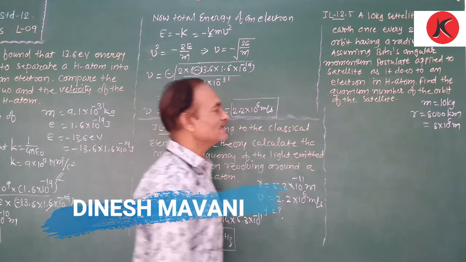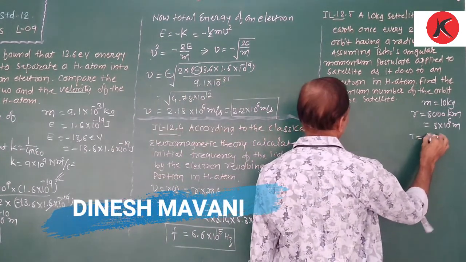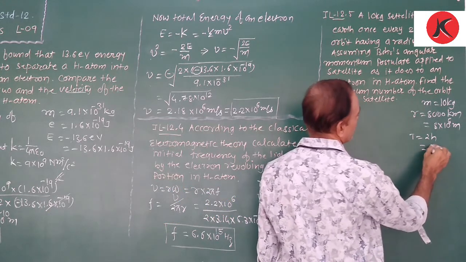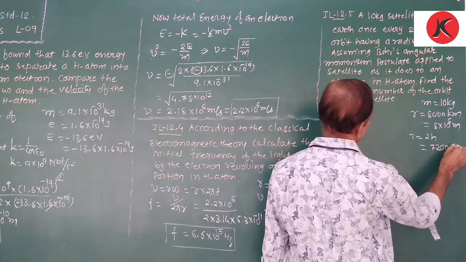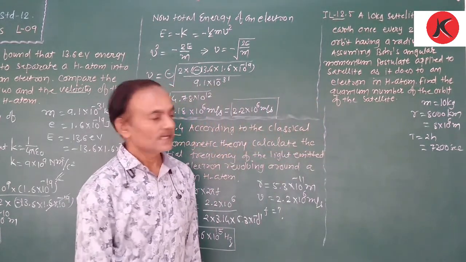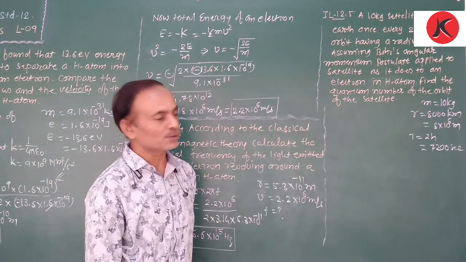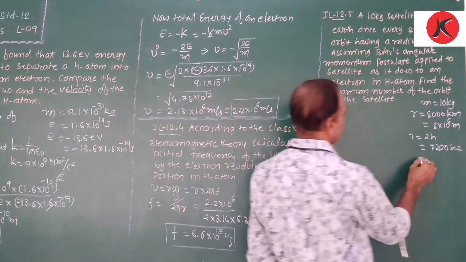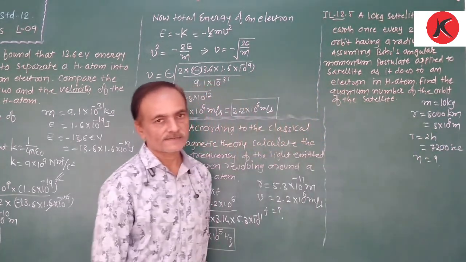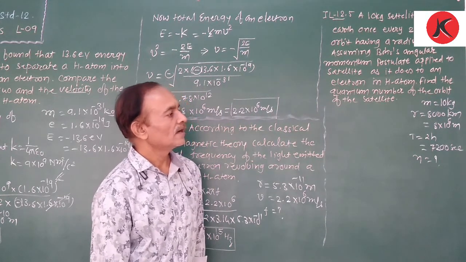The periodic time is given, T is equal to 2 hours. That means 2 into 3600 seconds, since 1 hour is equal to 3600 seconds. Therefore 2 hours is equal to 7200 seconds. We have to find out the quantum number.